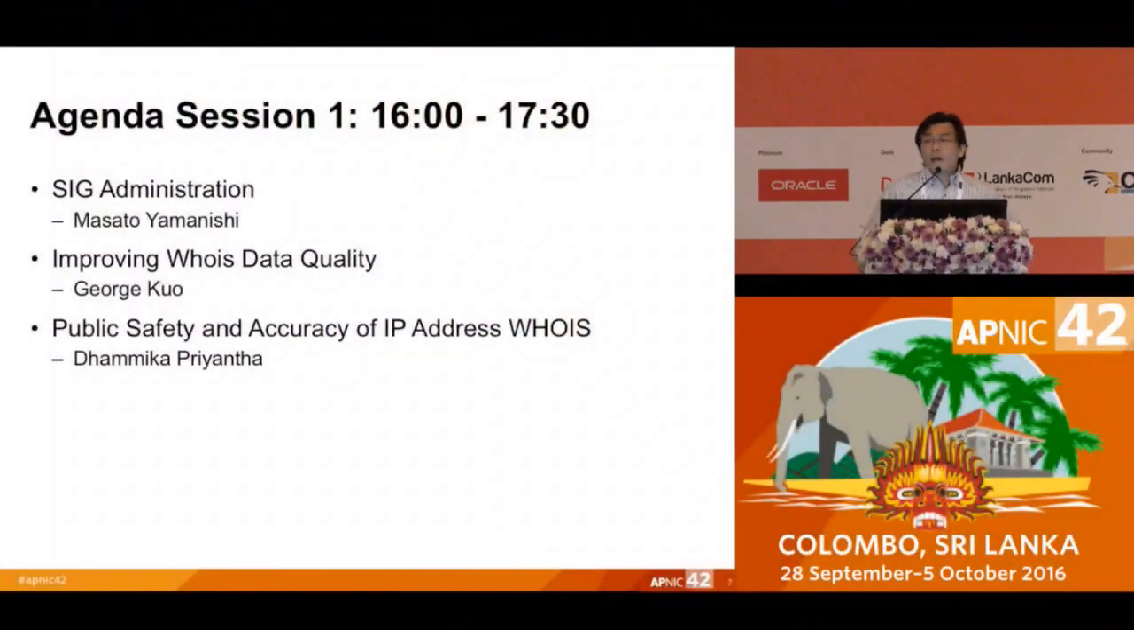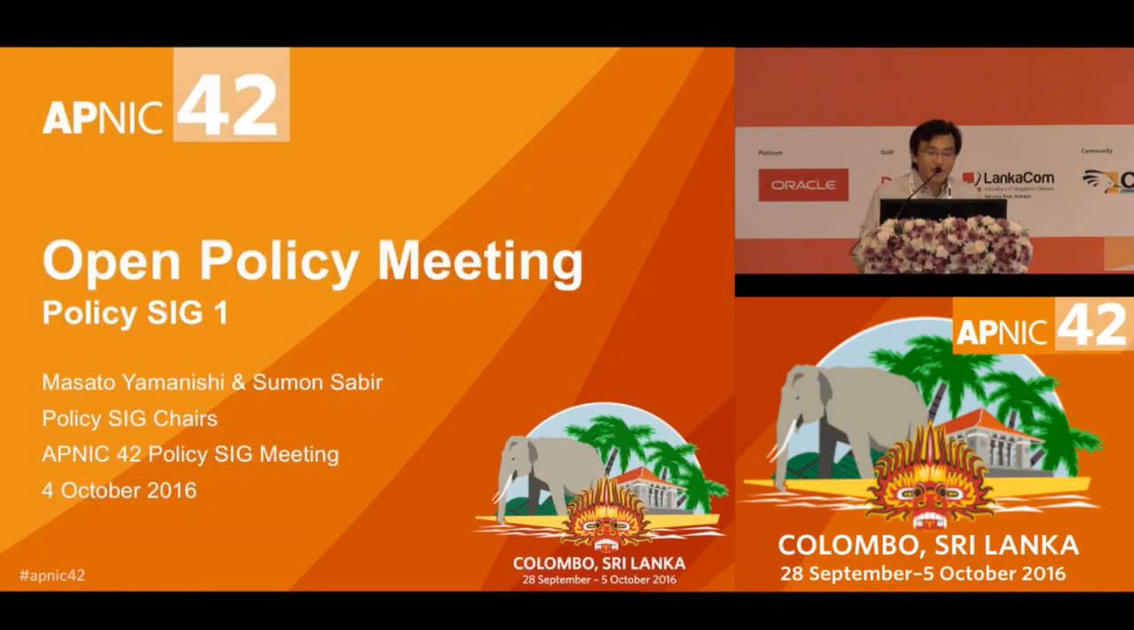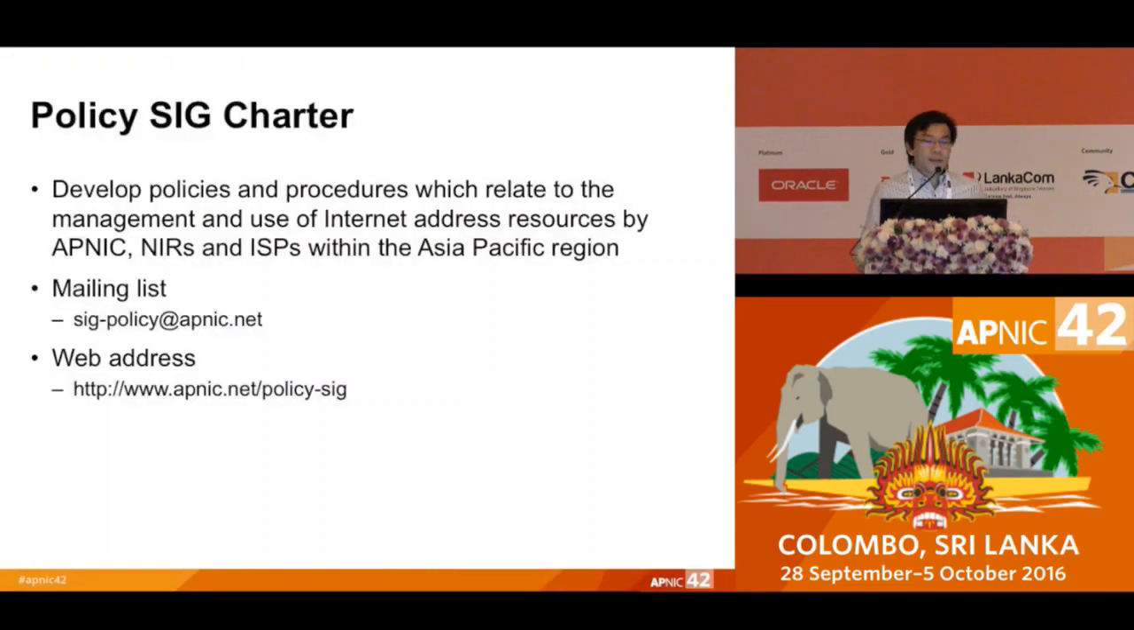Okay, so let's start. As I already said, it is the first session of Policy SIG in APNIC42 meeting. And in this session, we have 3 items on our agenda. First one is SIG administration, which is presented by me. And second one is improving Whois data quality by George Cole. And third one is public safety and accuracy of IP address Whois, presented by Dhammika, who is working for Sri Lanka LEA. So let me start from first presentation, which is SIG administration.